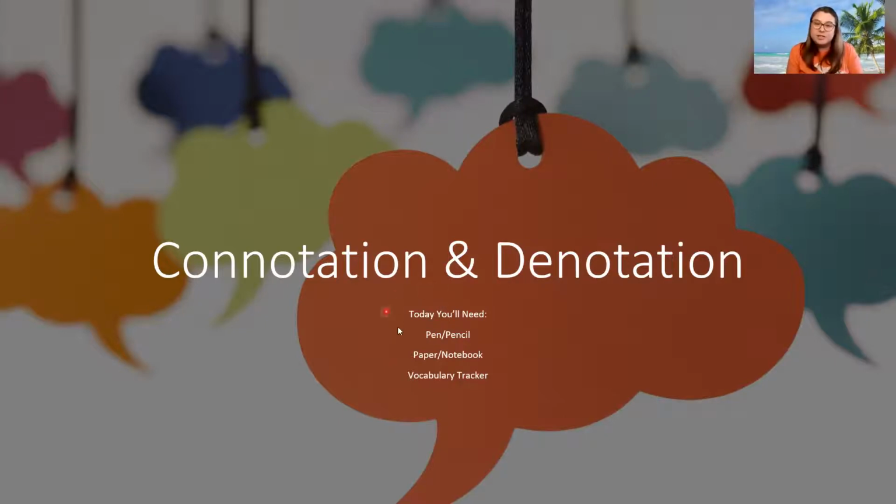So for today's lesson, you are going to make sure you have a pen or a pencil, something to write with. You need paper or wherever you have been keeping your notes, preferably in a notebook. And you're also going to need your vocabulary tracker because we're going to be adding in 2 new vocabulary words today. All right, let's get started.